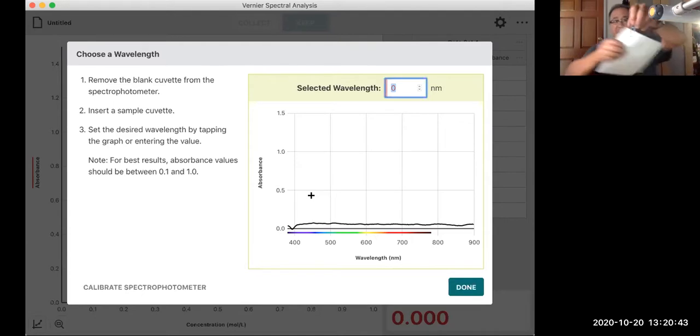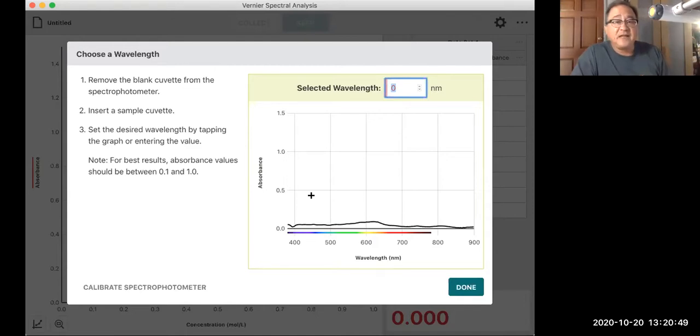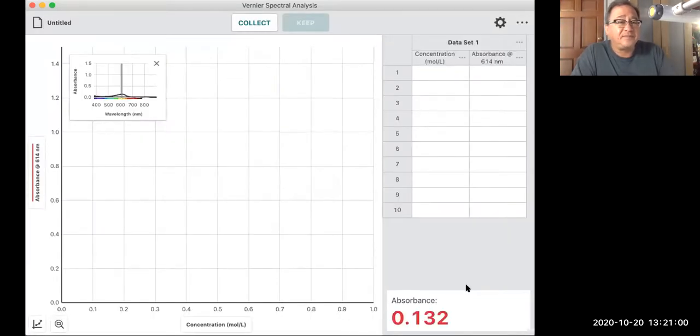And I'm going to put in this first stock solution. And here you can see the color. So this is the one that is the most concentrated. We're going to put that in here. And the desired wavelength is going to be 614 because we found that that wavelength worked pretty well last time. So I've set the wavelength. And we're going to go ahead and collect.